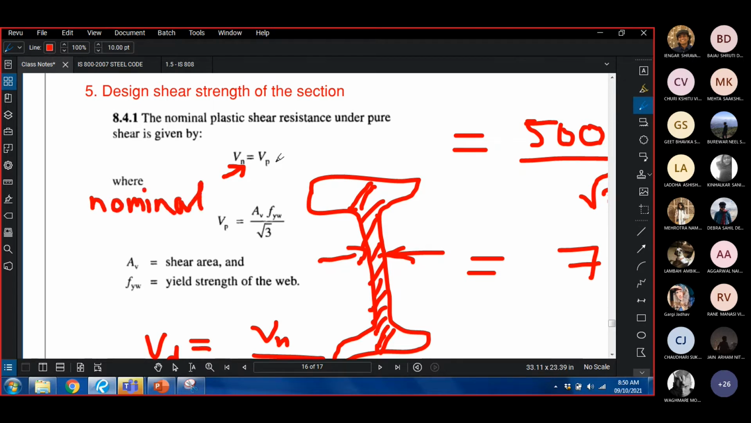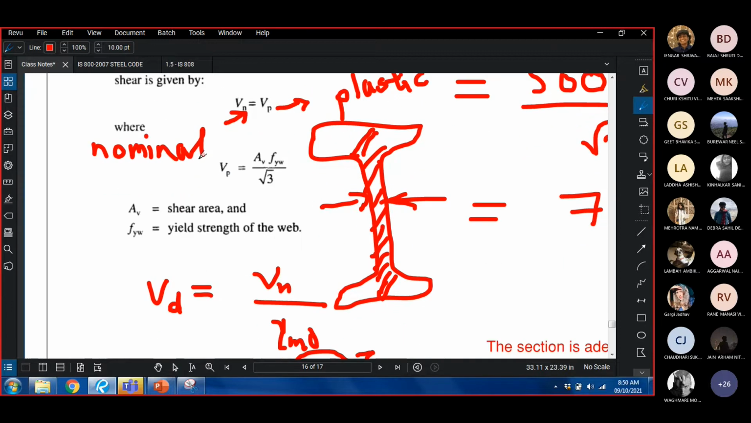Nominal. This P means plastic. Then V stands for shear. Then this is the yield stress Fy of web. It's written here also. So this is the shear area. AV is the shear area. V stands for shear, and Fy is the yield stress of web.